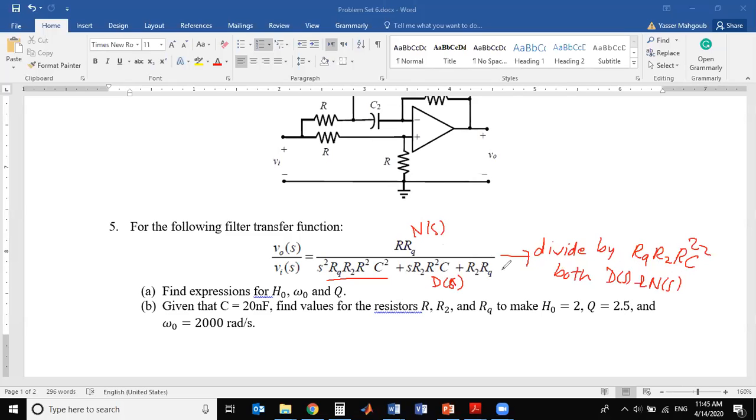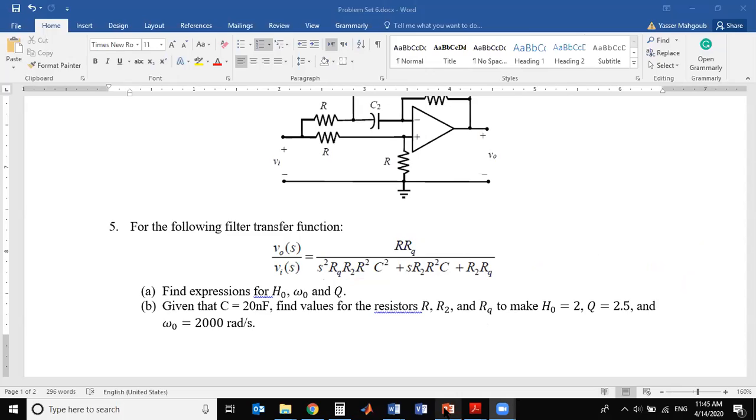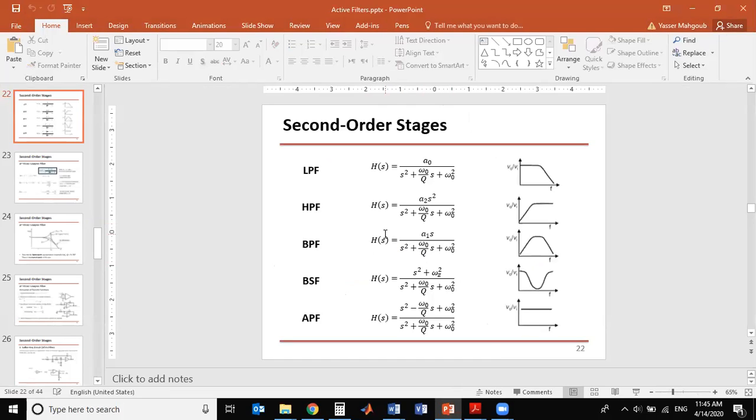Okay, so you have to divide both of them by this one. First of all, you divide by this, and you're going to put it in the standard form. Once you put it in the standard form, you can equate each coefficient with the standard form coefficient. Let me show you how to do this quickly. If you go back here, this is the standard form, and you will find it.